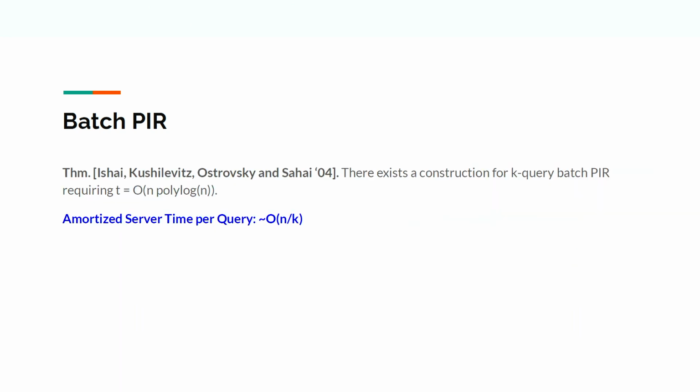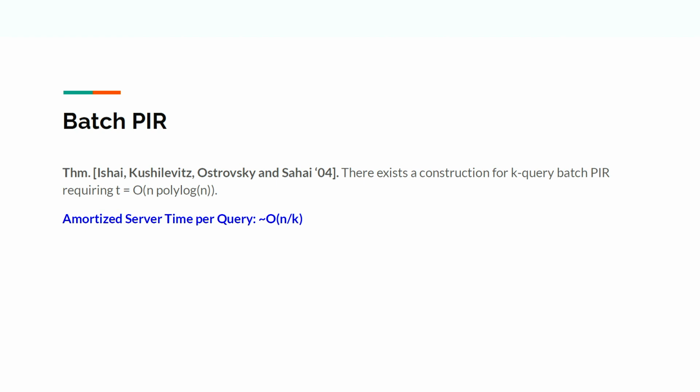So here it turns out that in 2004, Ishai, Kushilevitz, Ostrovsky, and Sahai used these things called batch codes, and they showed that you can have a construction for k-query batch PIR with time that's only a polylog factor higher than single query. And this is really amazing, right? This polylog overhead is independent of k. So now what you get is amortized server time per query of order n over k, and let's say k is equal to square root n. This is very sublinear, actually.